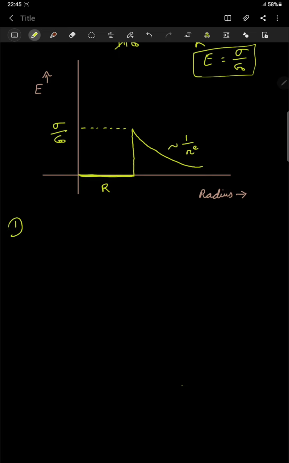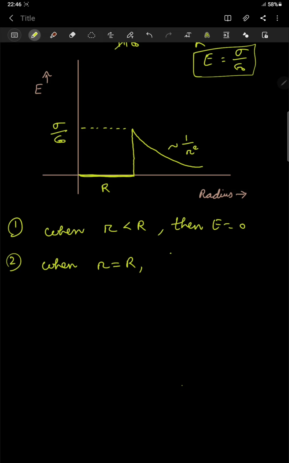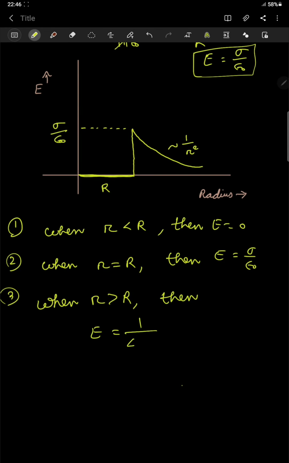Okay, so I can differentiate this into three different regions. When small r is less than capital R, then the electric field E is equal to 0. The second thing from the graph I can infer is when r is equal to capital R, then E is equal to sigma by epsilon naught. The third one, when r is greater than capital R, then your electric field is equal to 1 by 4 pi epsilon naught into q by r square, or it implies E is proportional to 1 by r square.